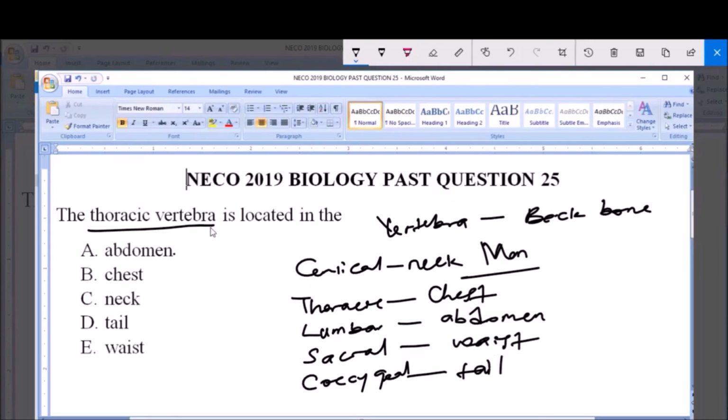So the answer to this question, which is the location of thoracic vertebra, is actually the chest. The thoracic vertebra is located in the chest, and this thoracic vertebra provides attachments for the ribs. So it's located in the chest region.